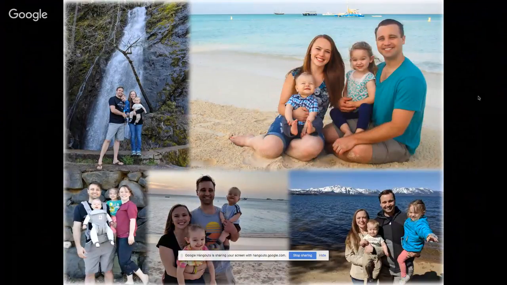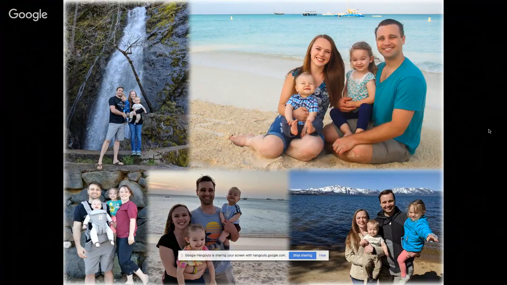Oh, time is just flying by. So we love being outdoors. We love to travel together. In this picture, we actually went to Aruba a few months ago, and this is Lake Tahoe. We just love to travel and be together and go outdoors and things like that. So it's a good life.